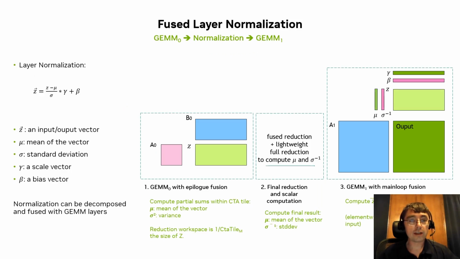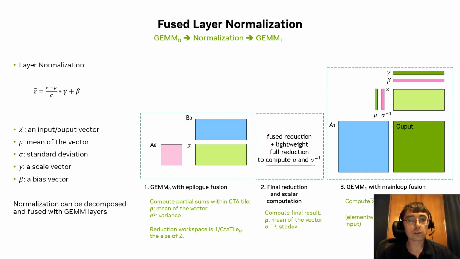Layer normalization is another common operator within DL networks. It is defined as subtracting the mean of slices of a tensor, then scaling by the standard deviation, followed by an additional scaling operation and bias add. Computing the mean and variance requires a reduction, which, implemented naively, loads the entire tensor from global memory.